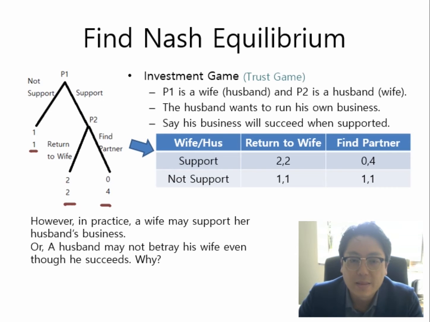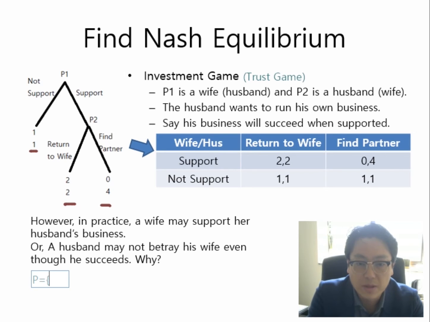Now let's analyze this game. The only tool we can use to analyze this game is to find the Nash equilibrium in normal form. So let's find the players first. The player set is wife and husband. The wife is the first player, and the husband is the second player.